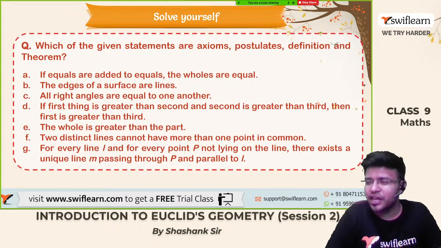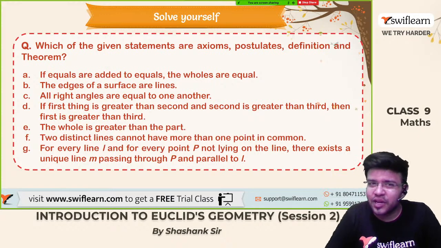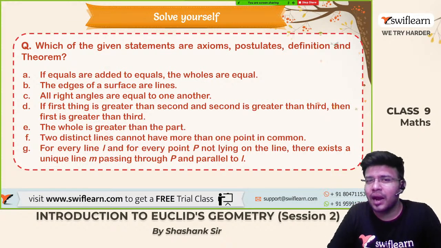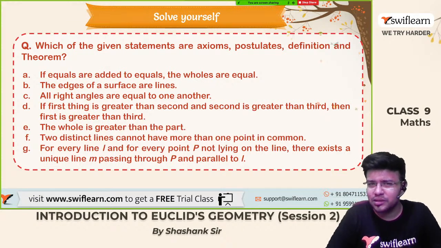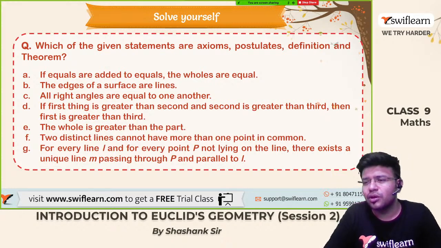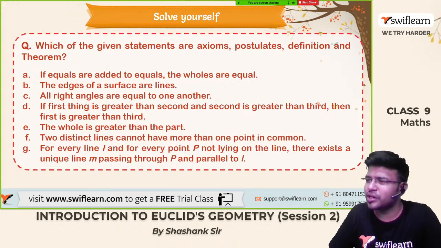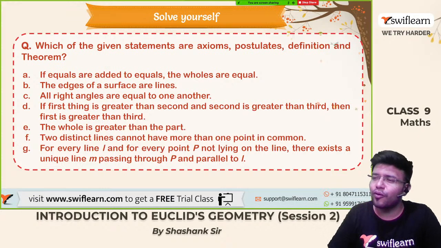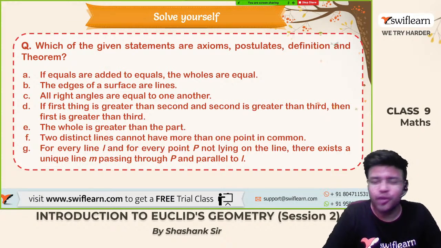Which of the statements given are axioms, which are postulates, which are definitions, and which are theorems? Okay. If equals are added to equals, the wholes are equal. Yes, we studied this in the previous class. If there are any students from the previous class, you know the answer for this. What is this? This is an axiom. Okay, and what are axioms? Axioms are the general statements which do not require any proof, which can be used widely in maths. And what are postulates? Postulates are the same thing, but restricted for use only in geometry. Okay, so the first one is an axiom.